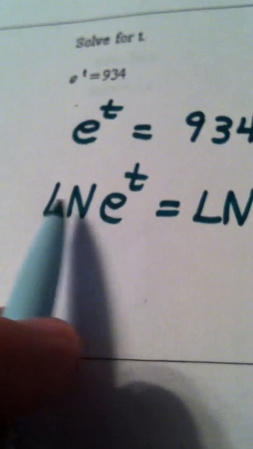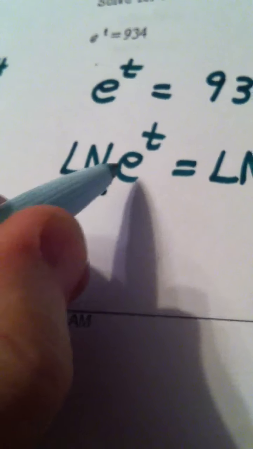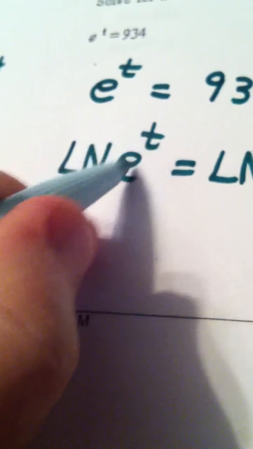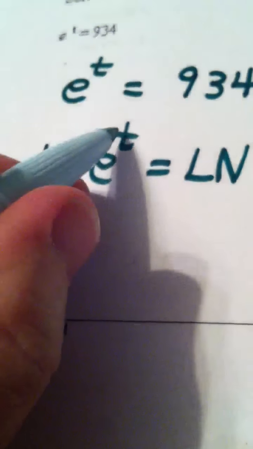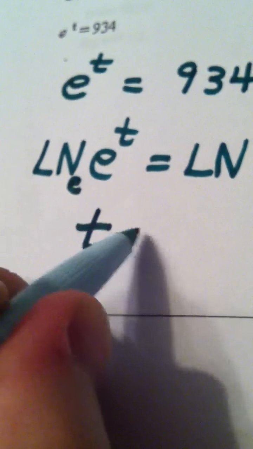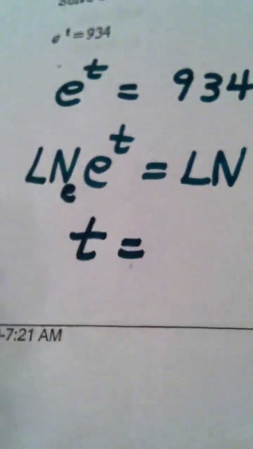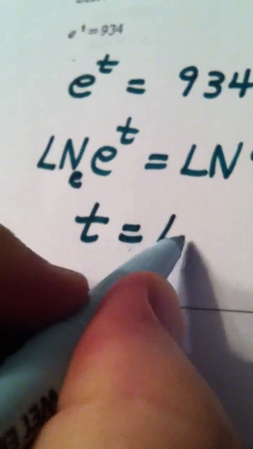Now, over here, look what happens. The natural log is really log base e. E, we come in contact with Euler's function. This function cancels out this function, just leaving me with t. Done, okay? And it's equal to the natural log of 934.